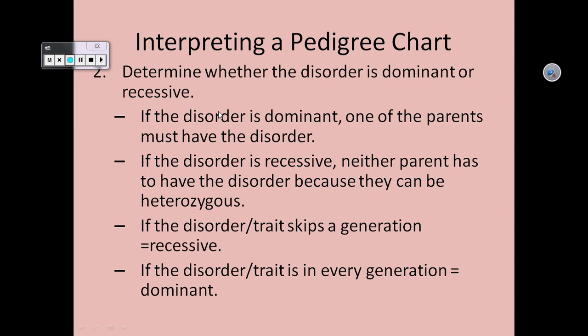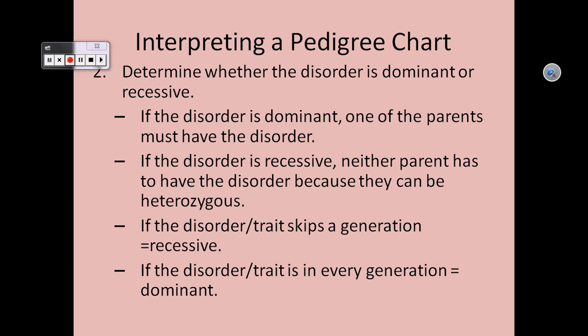Alright, now the second question you're going to have to answer for the quiz is whether or not the pedigree chart is dominant or recessive. That means whether the trait we're talking about is passed on as a dominant trait or as a recessive trait. And these are the rules that you need to follow, so make sure you've copied these down in your notes.